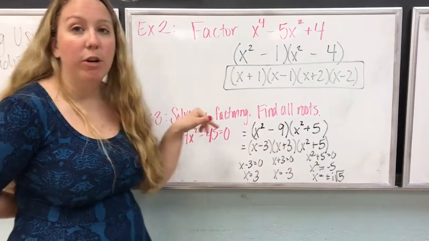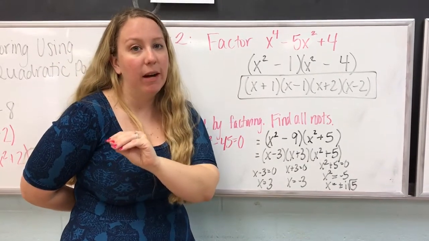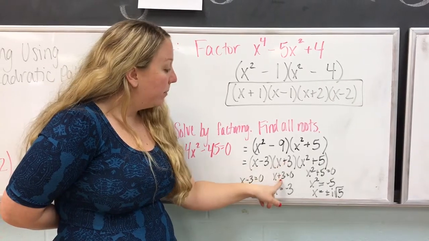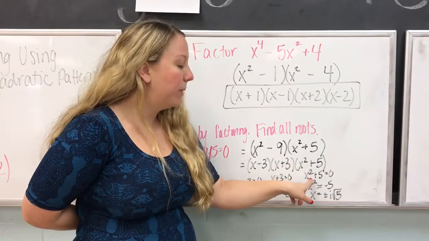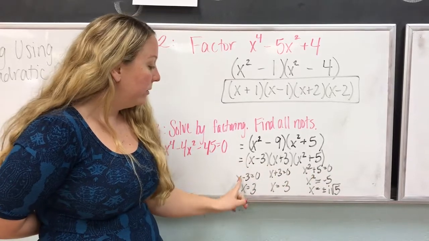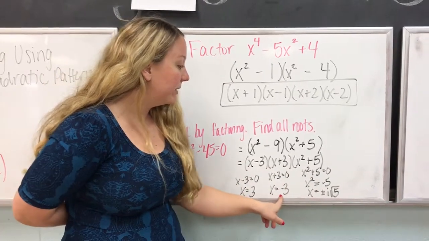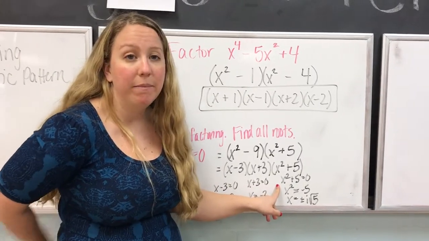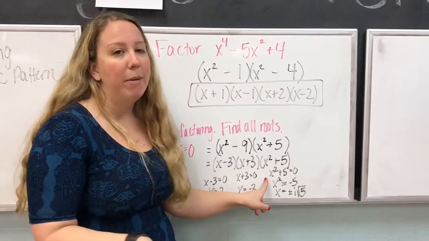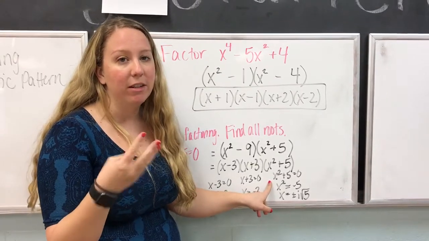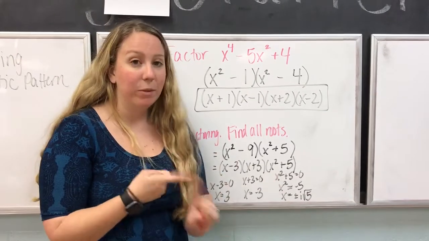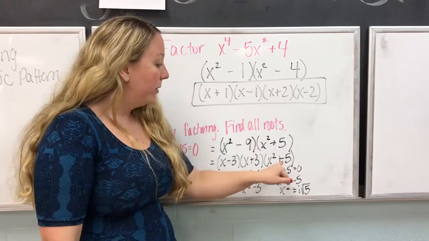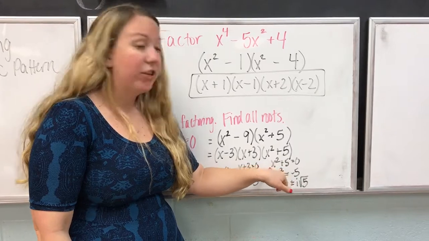When you're solving, don't forget you're setting each factor equal to 0 and solving it that way. So I have x minus 3 equals 0, x plus 3 equals 0, and x squared plus 5 equals 0. So this is x equals 3, this is x equals negative 3. When you get here, you have x squared plus 5. You don't have a b term, so you want to solve by extracting square roots. Remember the 4 ways of solving quadratics were factoring, extracting square roots, the quadratic formula, or graphing. But when you don't have a b term, the easiest way is by extracting square roots.